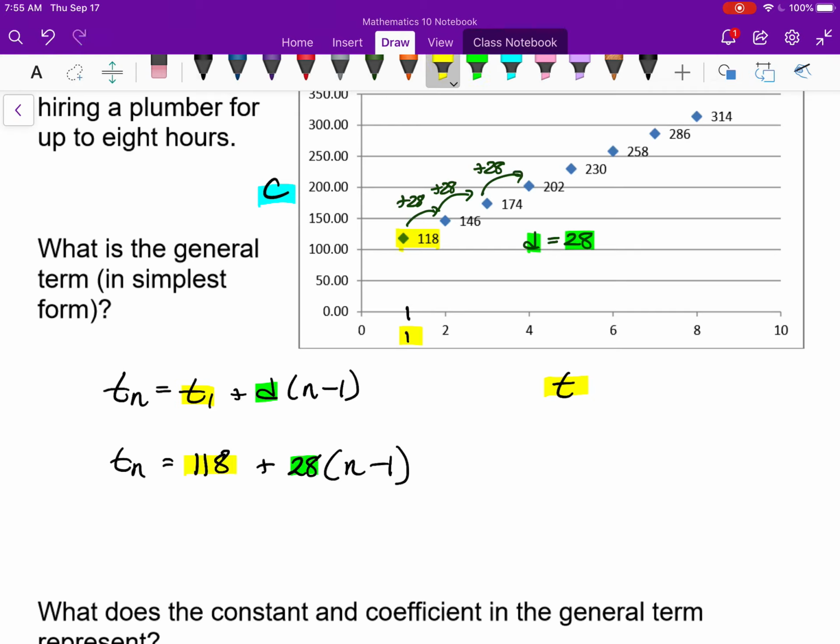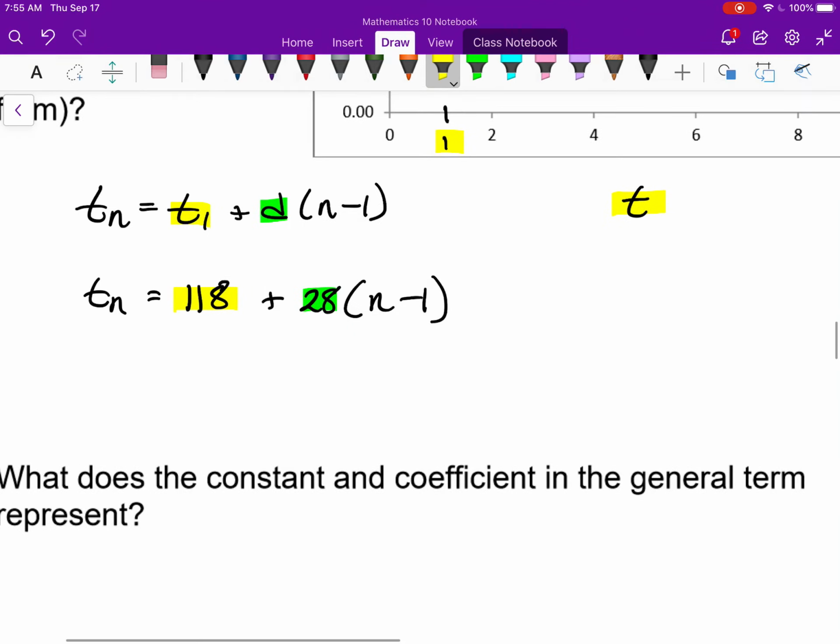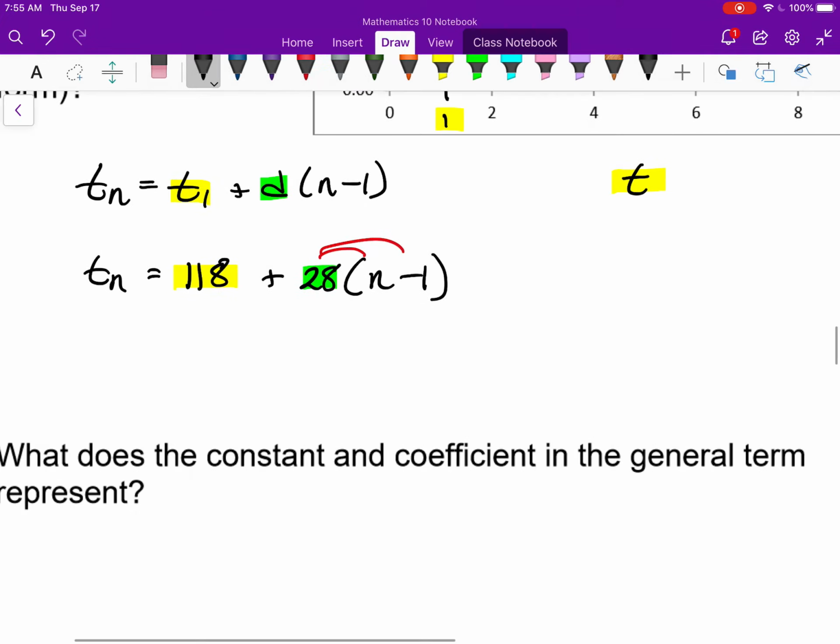Now while I'm at it, I might as well clean this up a little bit. What I have here is not wrong, but it's a bit needlessly messy. And I say needlessly messy because I can distribute the 28 here and then combine like terms. So why don't I do that? I get Tn equals. Right, and now I can combine these two. Oh, sorry, I got double equals here. I'm a bit tired this morning. There we go.